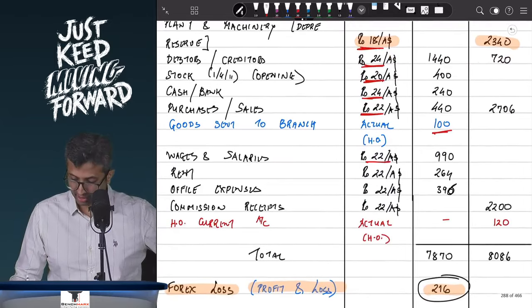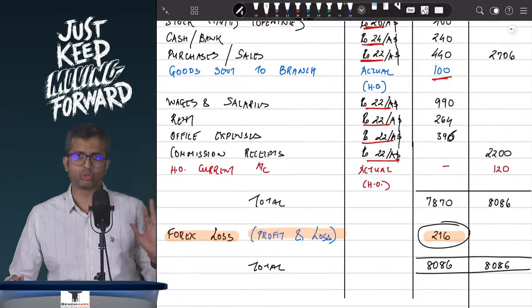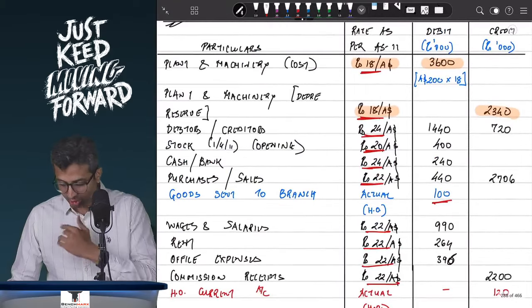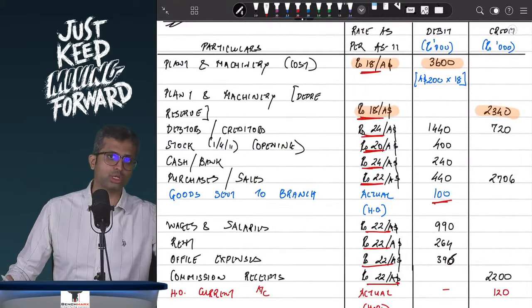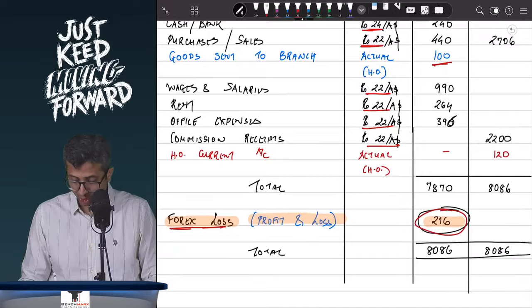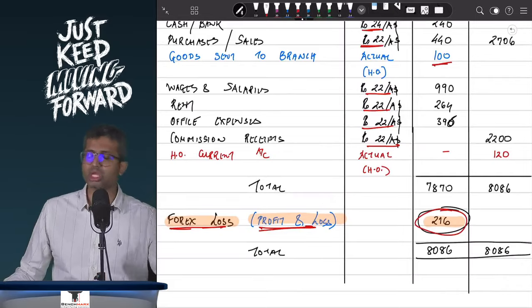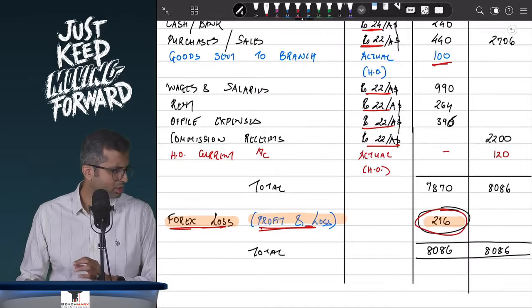Wages and salaries, rent, office, commission, everything at 22, and head office will be at actual, that is actual 120. Now with that, your Sydney branch trial balance, which was tallying in Australian dollars, if you convert this into rupees, this will not tally, and 216 will be the difference, which will be forex loss because it is appearing on the debit side, and hence because it is an integral branch, will be taken to the profit and loss account. Are we clear with this?